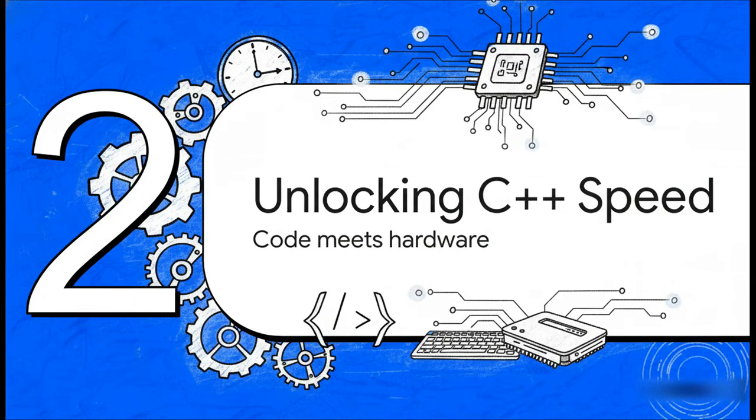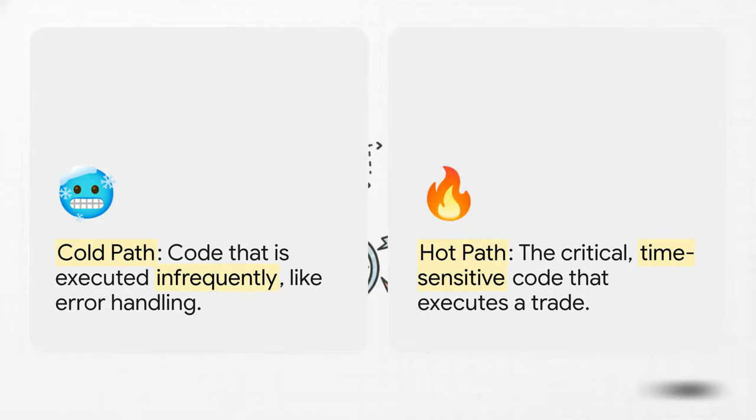Okay, so now that we know the stakes, let's get into the really cool stuff: how C++ programmers basically bend the hardware to their will to win this race. See, the secret isn't just about writing good code. It's about writing code that deeply understands the machine it's running on. So in any system where speed is king, you have to separate what's called the cold path from the hot path. The hot path is the sequence of code that actually executes a trade. It's the moneymaker. It has to be as fast as humanly possible. Everything else can wait. And this focus leads us to a really clever technique called cache warming.